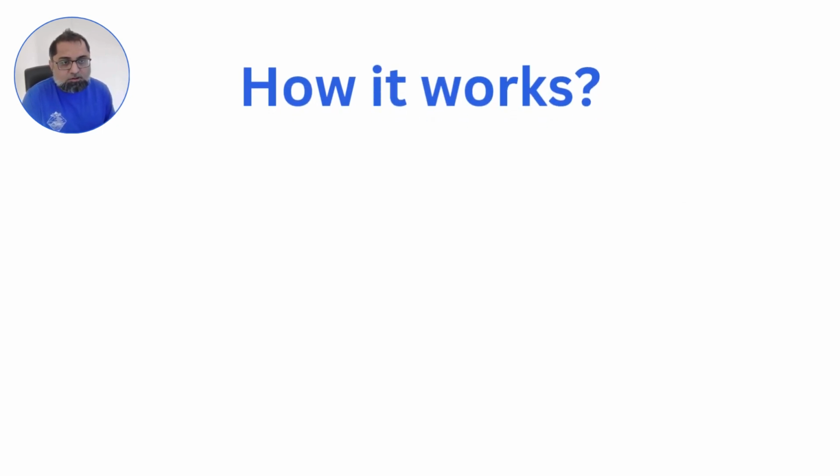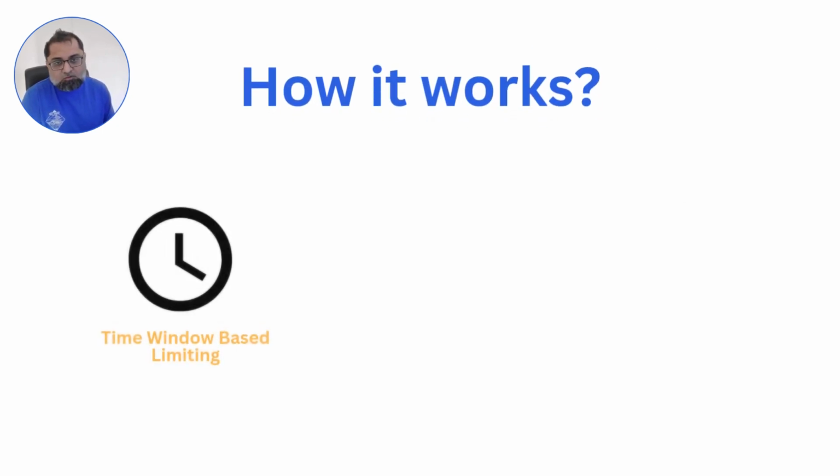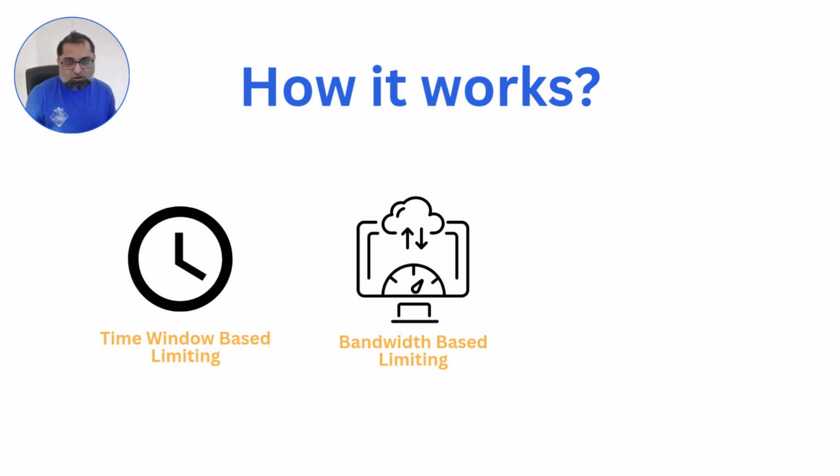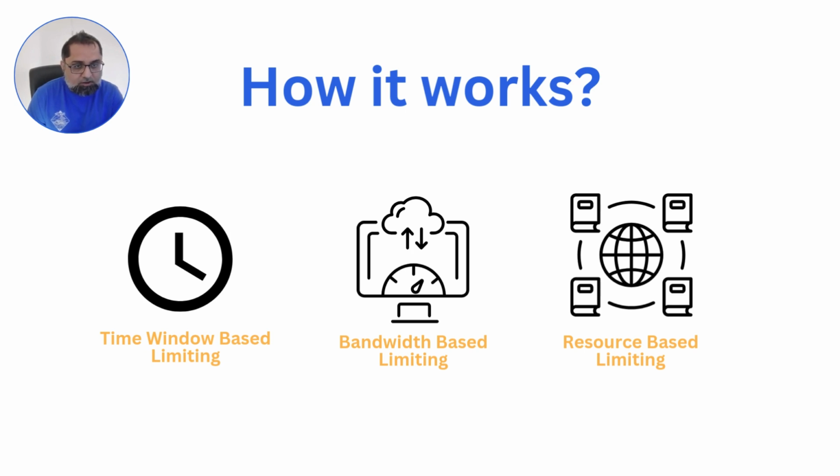The most common method is to track requests over time and enforce a limit based on a defined window. For example, you might allow a user to make 100 requests per minute. If they exceed that, their requests could be blocked, delayed, or deprioritized until the next time window starts. But rate limiting isn't just about counting requests. Some systems apply limits based on bandwidth usage, ensuring that no single user consumes too much data, while others restrict access to specific resources, like limiting login attempts to prevent brute force attacks.